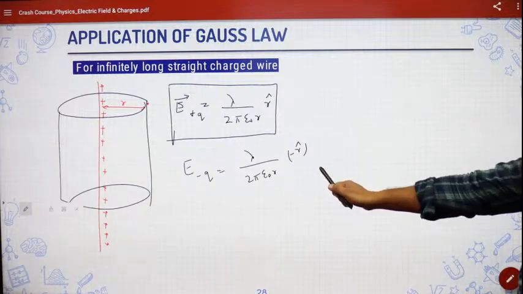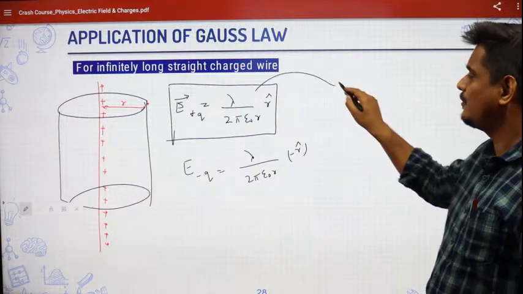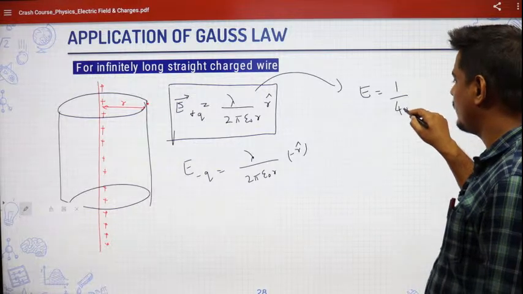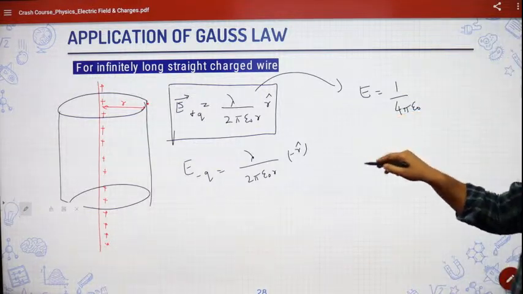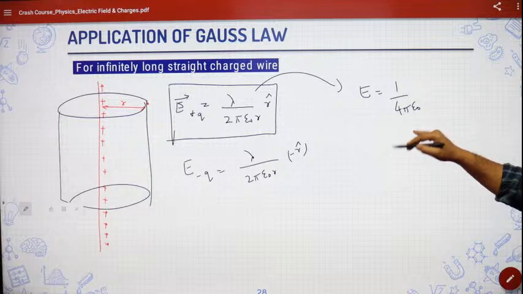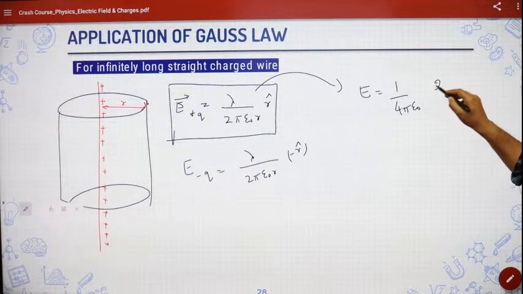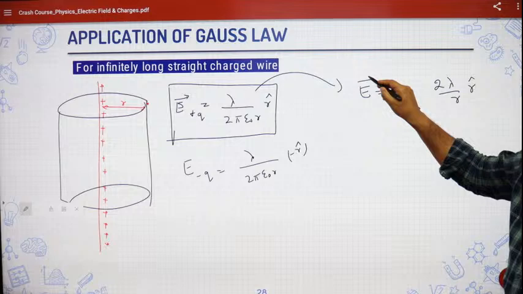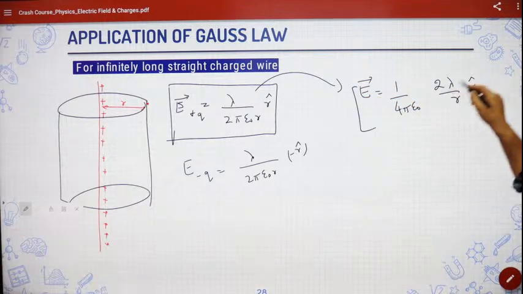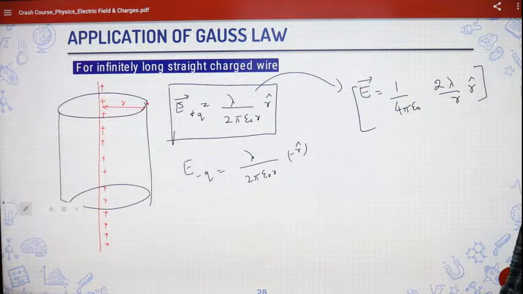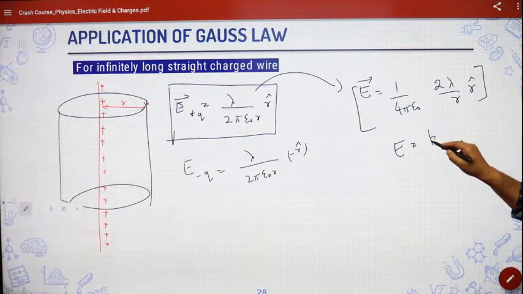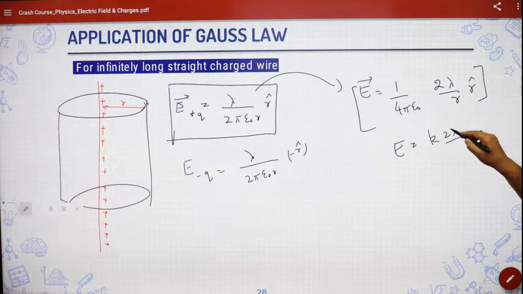So please note this. I can also write this electric field in terms of k. It will become equal to 1 by 4 pi epsilon naught. Here it is 2 pi, so I'm writing it as 4 pi, and I have to multiply by 2 above. So it will become 2 lambda by r, and obviously r cap is there. So I hope you're understanding what I'm trying to write. So E vector will be k into 2 lambda by r. So very easily we can solve.